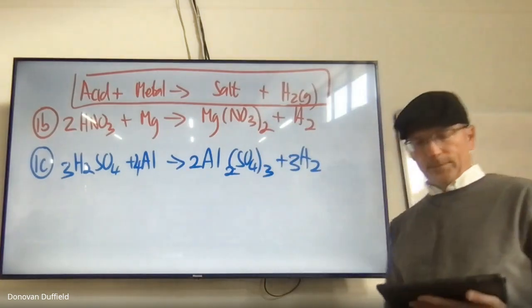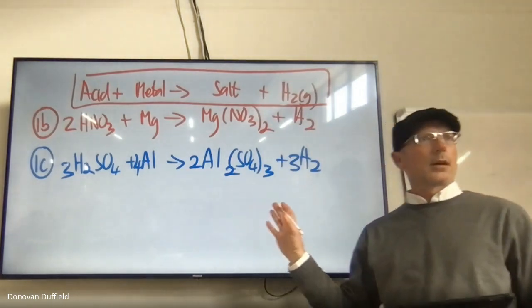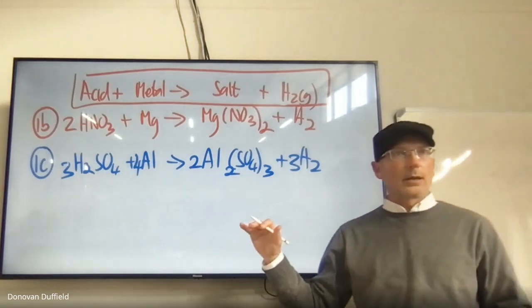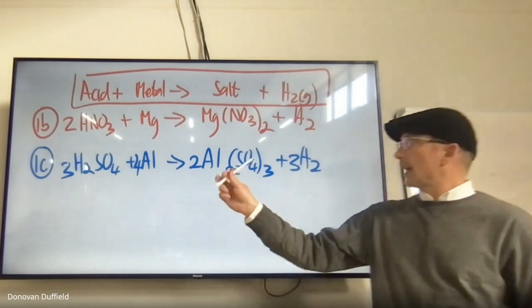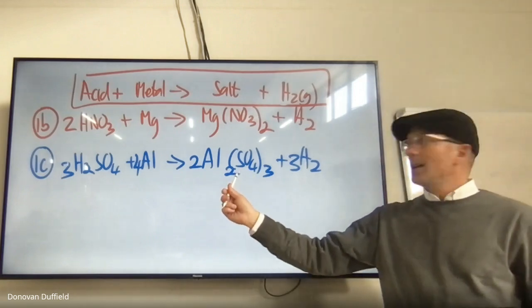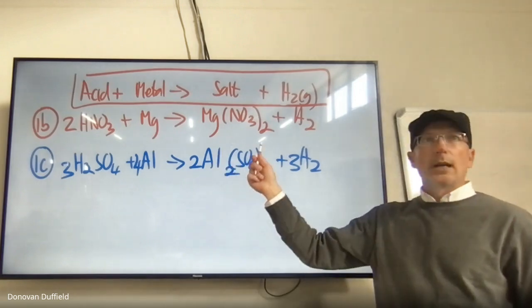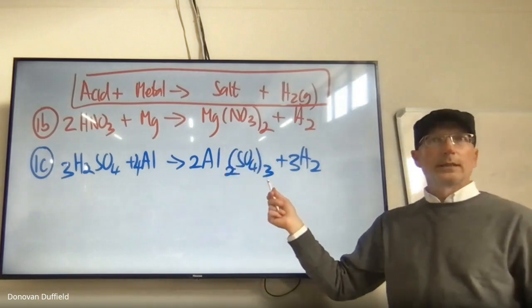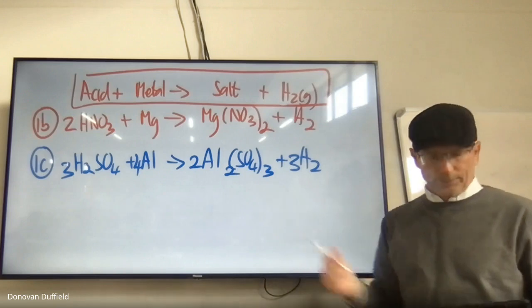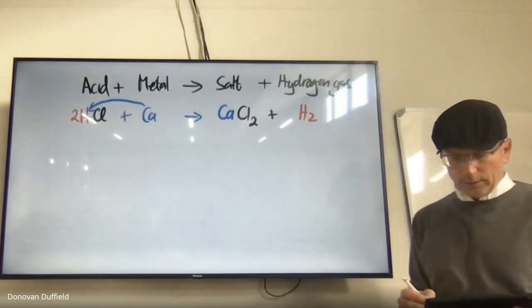Are we okay with the balancing? Anyone need me to explain it? Here's the trick. Aluminium is 3 plus, sulfate is minus 2. So it's Al2 and SO4 3. Okay, cool. Let's go to the next one.